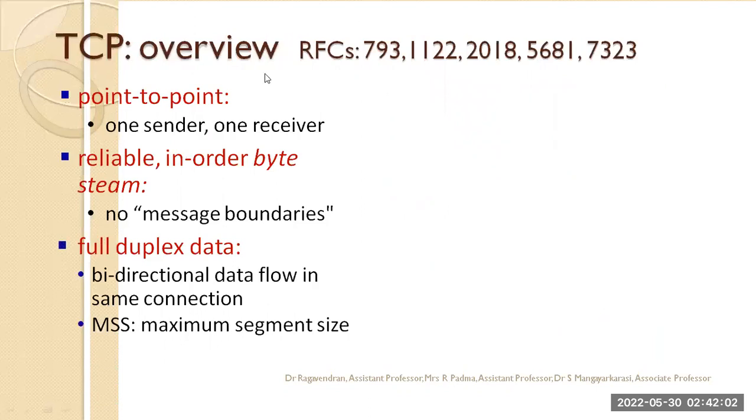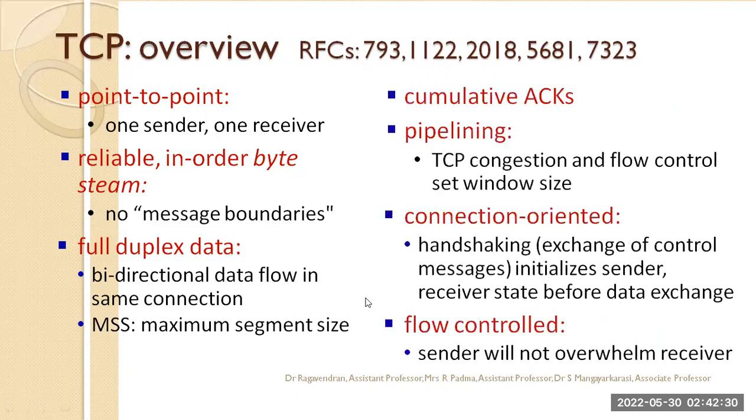So this is the TCP overview. TCP is point-to-point, end-to-end delivery of information. One sender and one receiver will be there. It is a reliable, in-order byte stream, with no message boundaries. It has full duplex data. It is bidirectional, so it can send and receive information on both sides at the same time. It has a maximum segment size, and it has cumulative acknowledgements.